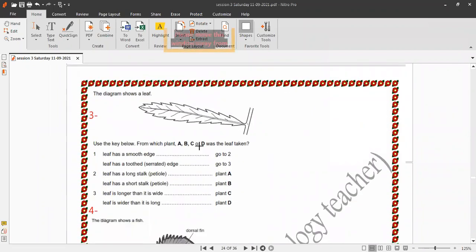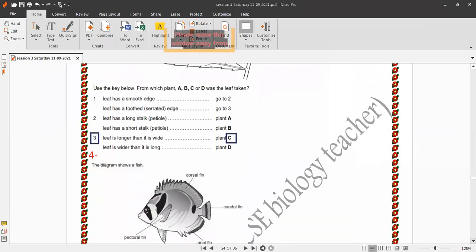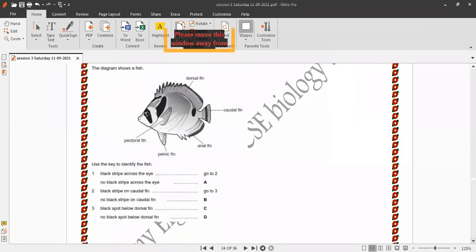Number 3. The diagram shows a leaf. Use the key below to find from which plant, A, B, C, or D, the leaf was taken. Leaf has a smooth edge? No. Leaf has a toothed edge? Yes. So go to 3. Leaf is longer than it is wide? Leaf is wider than it is long? No, leaf is longer than it is wide. Okay, C. Thank you.